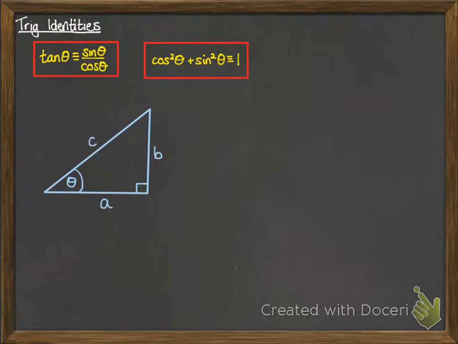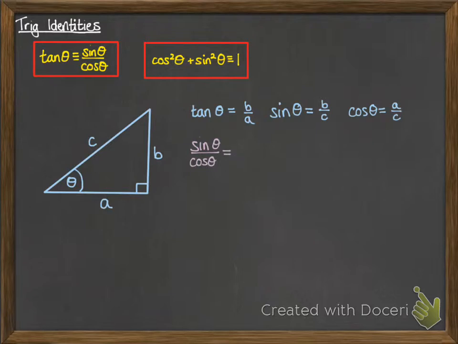So if you think about a right angle triangle with sides of A, B and C and an angle of theta, then if you work out what tan, sine and cos theta are, you get those three results there of tan being opposite over adjacent, sine is opposite over hypotenuse, cos is adjacent over hypotenuse. Then consider sine theta over cos theta. So that would be the same as b over c divided by a over c, which of course is b over c times c over a. If you're dividing by a fraction, you just multiply by its reciprocal. So the c's cancel out and you get b over a, which is the same as tan theta.